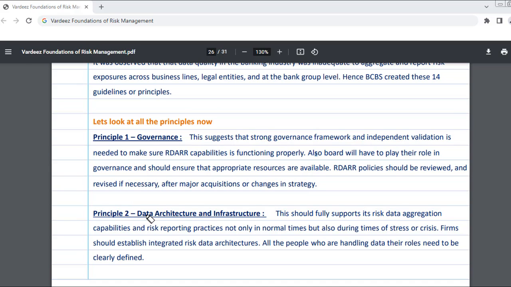Moving on to the second principle, data architecture and infrastructure. Now data architecture is the way in which you collect the data, you store it, you process it, and so on.